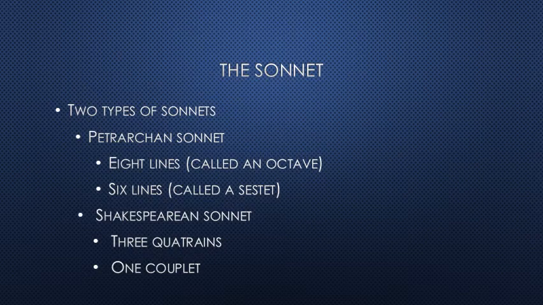Petrarchan sonnet, the Italian sonnet, was created by a man named Petrarch. In a Petrarchan sonnet, there are 8 lines, which is called an octave, and then 6 lines called a sestet. So you see 14 lines. Same thing with a Shakespearean sonnet. You have 3 quatrains and then a couplet. So they're both 14-line poems, but they're a little different in the way they're arranged.